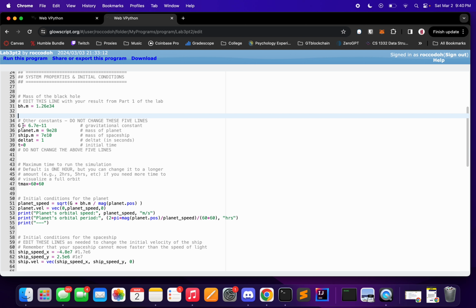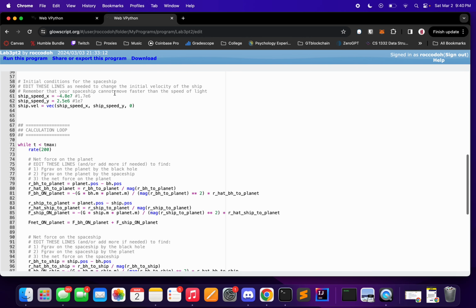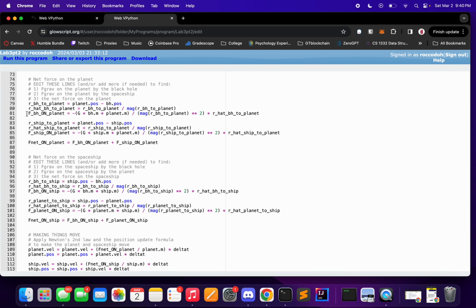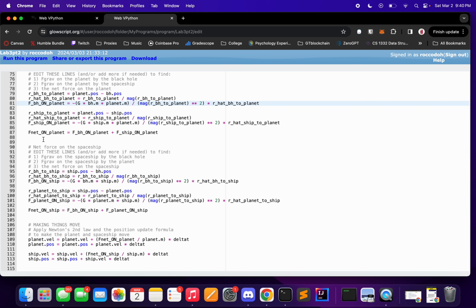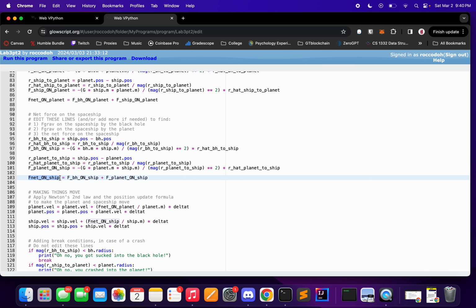And then we have other constants: G, the mass of the planet, mass of a spaceship. And then in our calculation loop, I calculated the force of the black hole on the planet, and then the force of the ship on the planet. That's how we get the net force on the planet. And same thing on the net force of the ship. We're taking into account force of black hole on the ship and force of the planet on the ship.